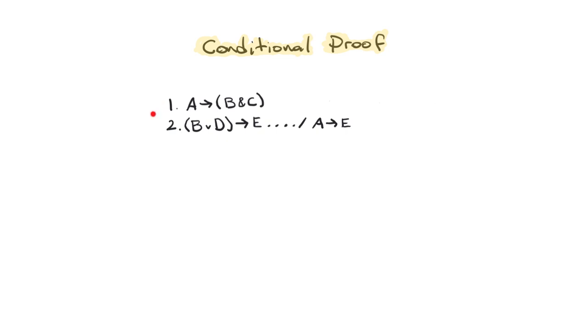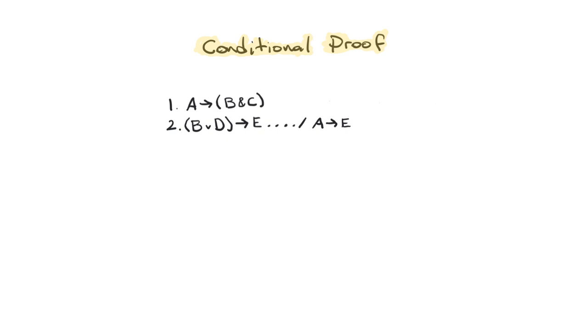When you look at our premises, you'll see that we can't use any of our rules of inference to get us anywhere. One of the things you'll notice with a conditional proof is that you can't get started here with either of these premises. You can't do a modus ponens or a modus tollens, even though these are both conditionals. We're just sort of stuck. So we have to start our proof by making an assumption.